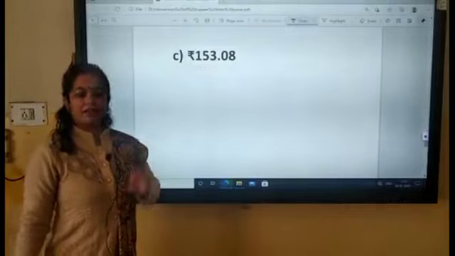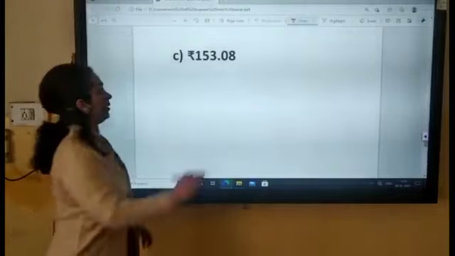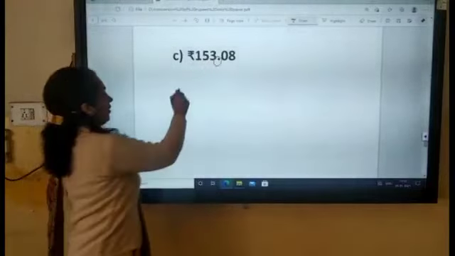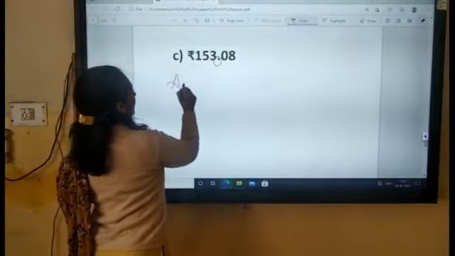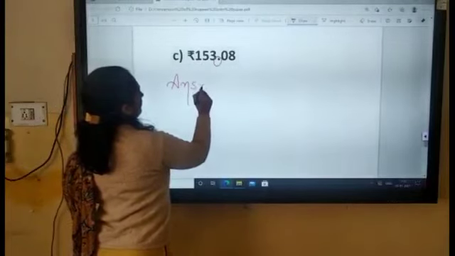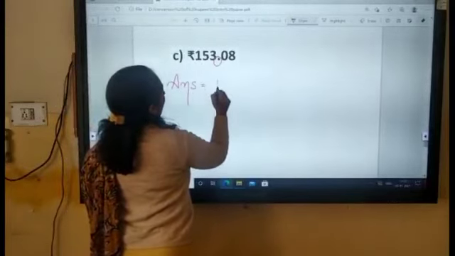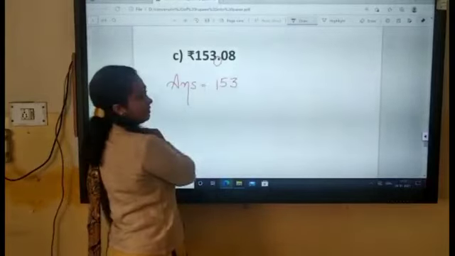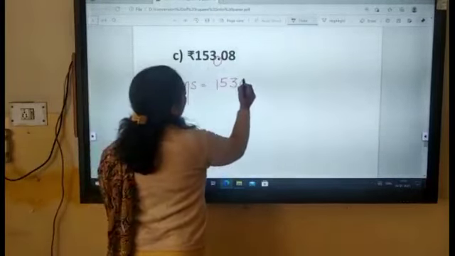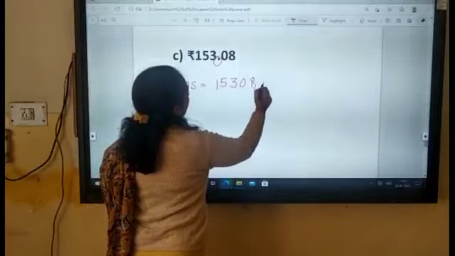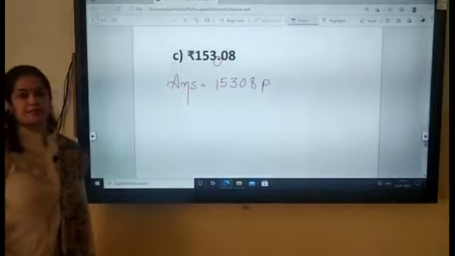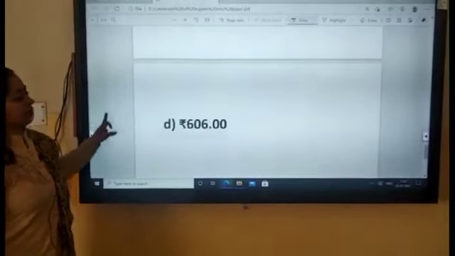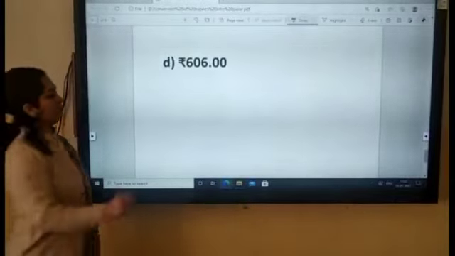So if you want to convert this amount of rupee 153.08 with the second method only, you can solve by just removing this dot, and your answer will be 153 08 paise. You will not put this dot now. Okay, like this you can solve one more question with the second method.